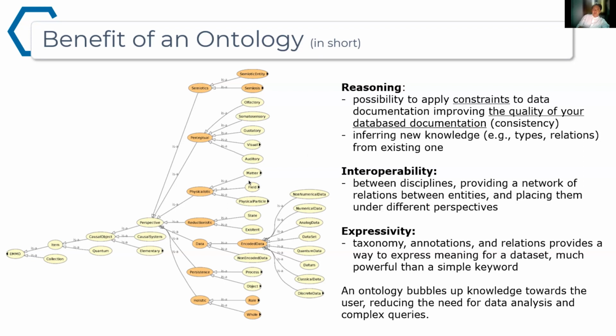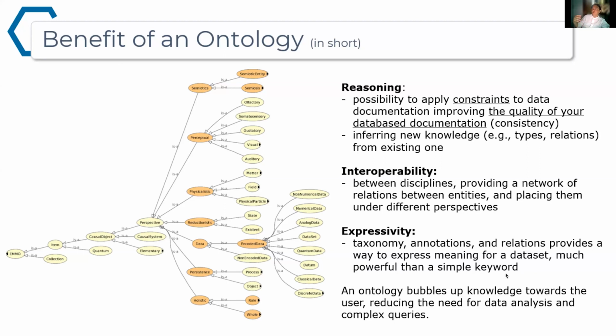We can use ontology for interoperability, so we can express concepts that may be understood and shared between disciplines. So it will be easier to jump from one discipline to another if we have a shared view about what things are. And also it can provide you expressivity, because you can express the meaning of a data set in a much better way than using a simple keyword.